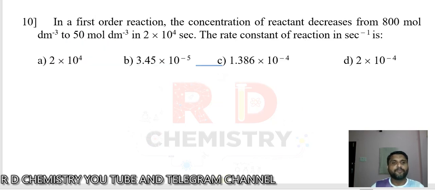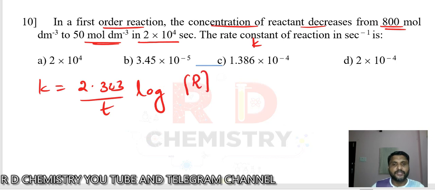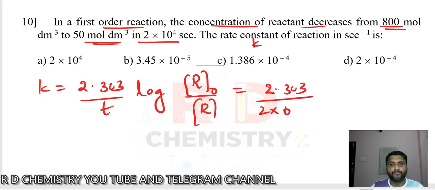Question number 10. In a first order reaction, the concentration of reactant decreases from 800 mole per dm cube to 50 mole per dm cube in 2 into 10 power 4 seconds. The rate constant K in terms of second inverse is asked. It is a first order reaction, correct? So K is equal to 2.303 divided by t, log of initial concentration divided by final concentration. So it is 2.303, time given as 2 into 10 power 4 seconds, log of initially 800 divided by finally 50.